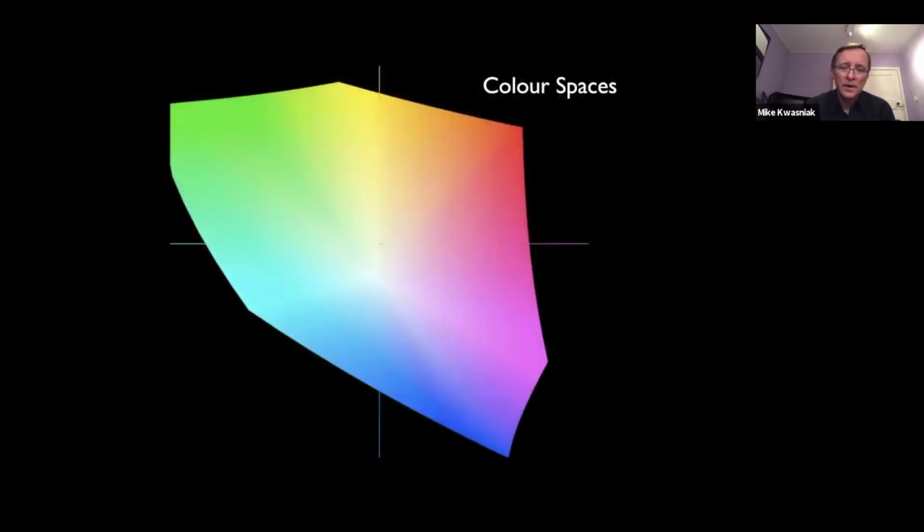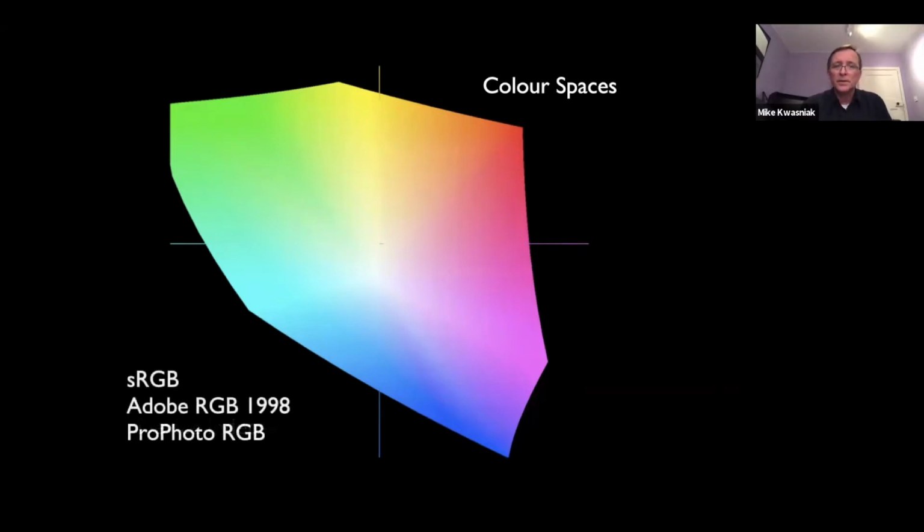So, color spaces. A color space is device independent, and what that means is that no matter what you're using a color space in or with, it remains a constant. The color values remain absolutely constant. And there are three popular spaces: sRGB, Adobe RGB 1998, and ProPhoto RGB. I think I explained last week, but it's worth going over again.